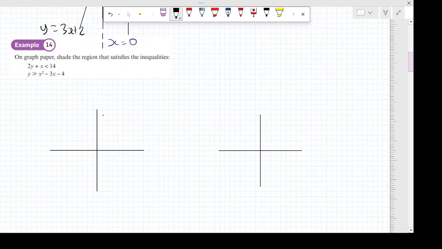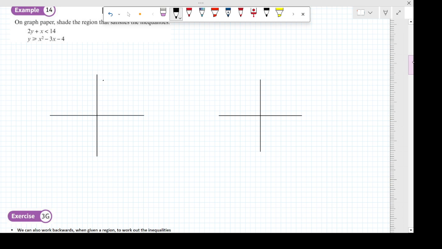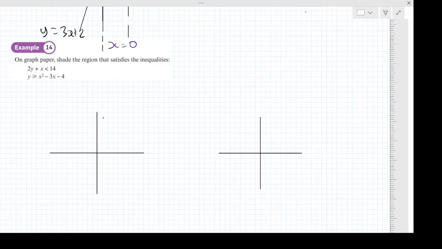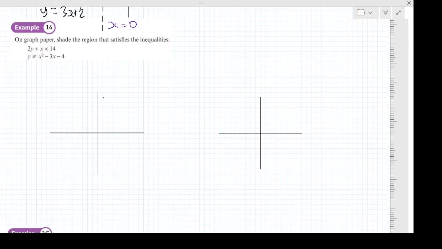So have a look at an example then. We have fewer inequalities now, so this should be good. It shouldn't be as distracting or unclear. Anyway, we have this example. We want to shade the region satisfying the inequalities 2y plus x is less than 14, and y is greater than or equal to x squared minus 3x minus 4.